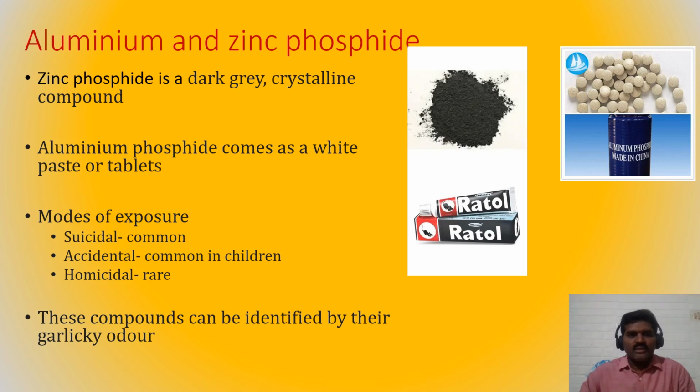The mode of exposure to aluminum and zinc phosphide is usually suicidal, where an adult patient intentionally consumes the poison knowing that it is a poison. Some accidental cases have been reported in children, but homicidal poisoning is rare because they have a strong odor and can be easily identified. They have a garlicky odor which differentiates them from other compounds. The garlic odor comes from the phosphorus compound.